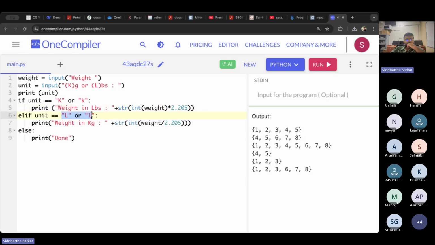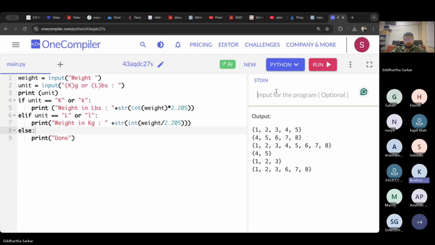If it is pounds, then you convert it to kg. What is the issue? The issue is if I put in pounds, it's again multiplying only. It's not dividing and giving in kg. Basically, the first condition is always getting true. If I type L also, L means it should be considered as pound and should give in kg.